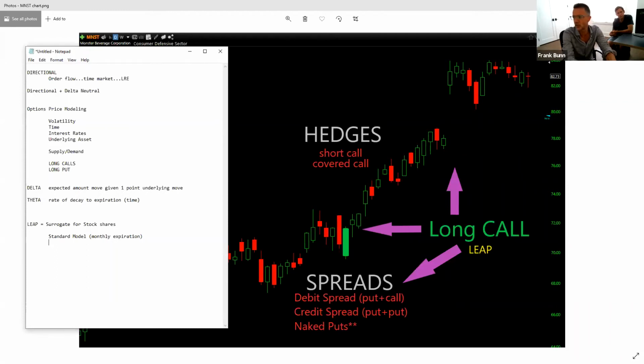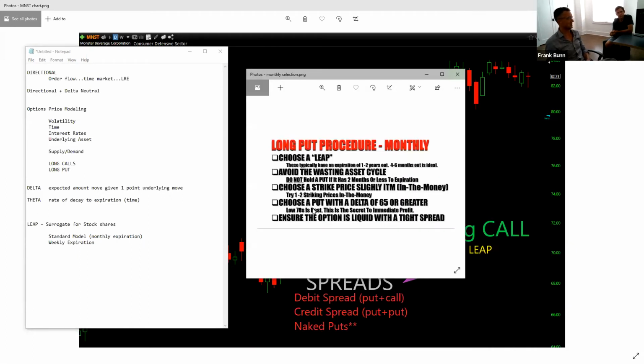And the second one is going to be weekly expiration. So let's begin with the standard procedure. Okay, so the first thing we want to do is take a look at this. We want to choose a LEAP that is probably 4 to 6 months out is ideal. Now, why are we doing that? Because we need to avoid the wasting asset cycle. So that's the first thing that we need to do here.